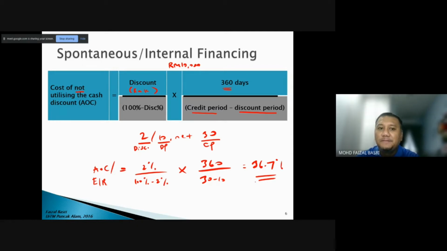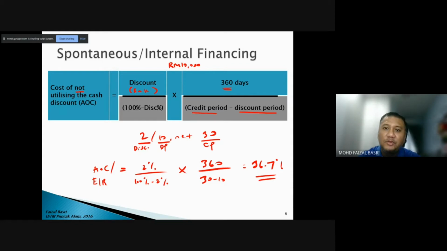Okay, so what does it mean? This is not a good option if the rate is 36.7%. It's so expensive. If you have to borrow money from somewhere else, it is better to borrow from somewhere else. Meaning the 10,000 that you have, you should actually pay early to the supplier and get the discount within the 10 days. For the requirement for the 10,000 for something else, it's best for you to borrow from the bank, for example, because the rate might be cheaper than this one.